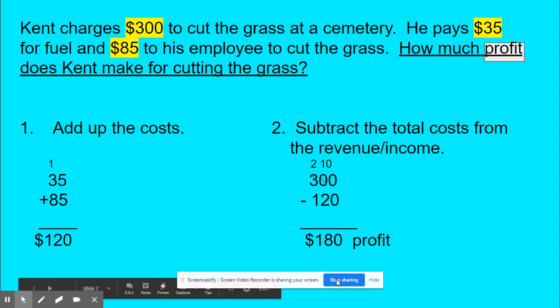So remember, when you're finding profit, you first have to add up all your cost or expenses. Sometimes they'll use the word cost, sometimes they'll use expenses. Then you subtract that total from your revenue or your income, or sometimes they'll say your sale price, however much money you made. So, how much money you made minus your expenses gives you your profit.